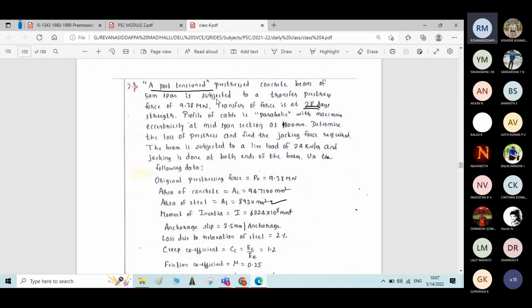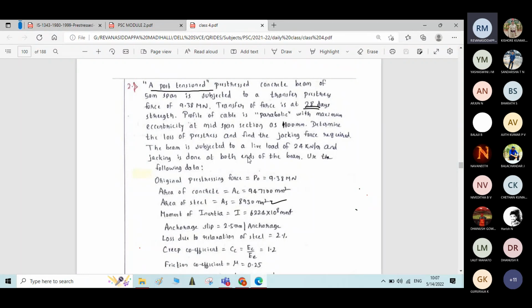Just go through it. A post-tension pre-stress concrete beam of 50 meter span is subjected to a transfer pre-stress force of 9.38 meganewton. Transfer of force is at 28 days. The age of transfer is given as 28 days. Profile of the cable is parabolic with eccentricity at midspan as 1100 mm. And it has asked to find the losses of pre-stress and the jacking force required.